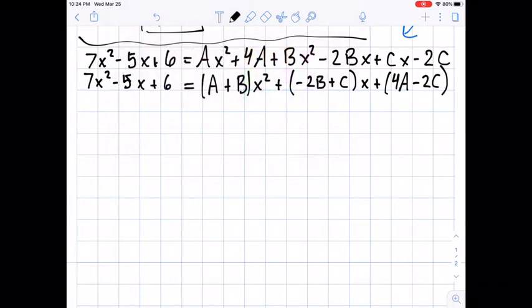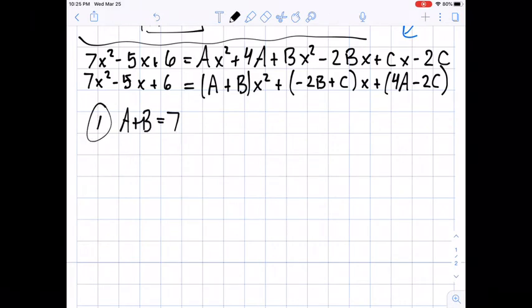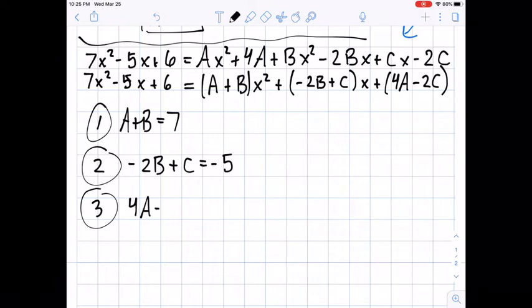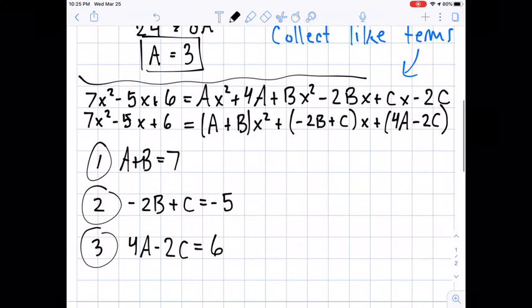And what we end up with, as we said, is 3 things. 1, a plus b must be 7. 2, minus 2b plus c must be minus 5. And 3, 4a minus 2c must be 6. Now, normally this would be a bit of a problem. We have 3 unknowns and we have 3 equations. However, we do go into this already knowing from before that a is equal to 3. So that's what we're going to start off with. Using even just the first equation, if a is 3, then that means that b is going to be equal to 4.